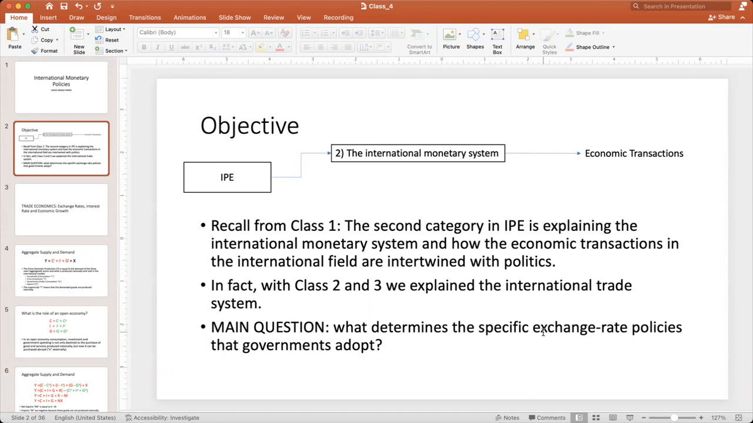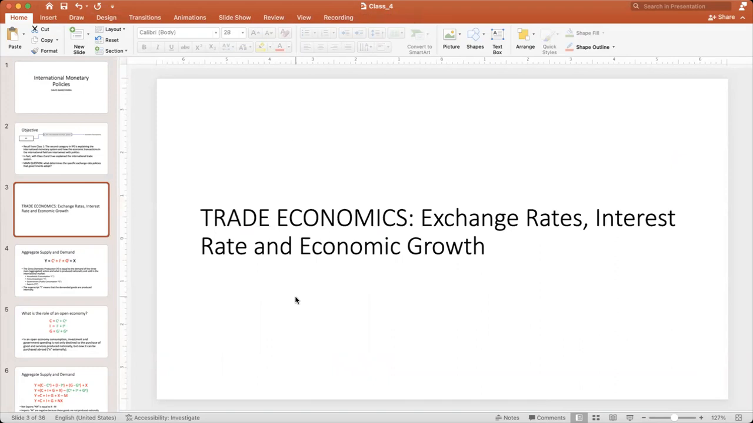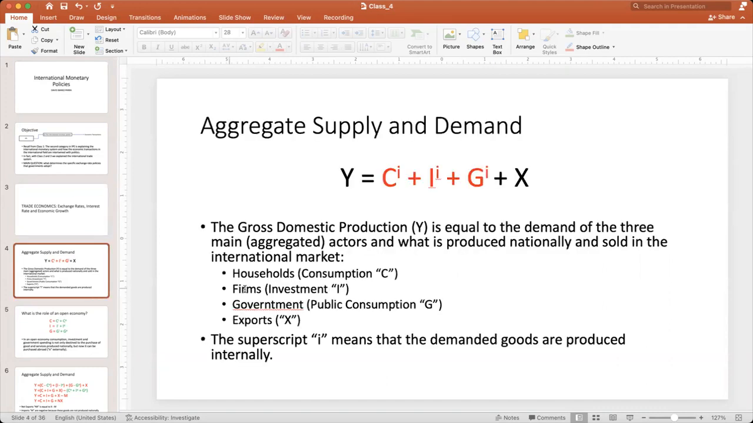However, as you can see, we have to talk about exchange rate and exchange rate policies. So in order to do that, we need to first understand what is an exchange rate, what is an interest rate, what is economic growth, and so on and so forth. So we have to begin with the aggregate supply and demand. The aggregate supply and demand is a model that explains the gross domestic production. The gross domestic production is the demand of the 3 main actors.